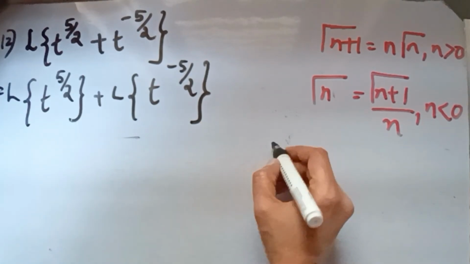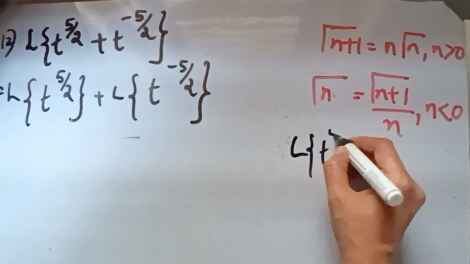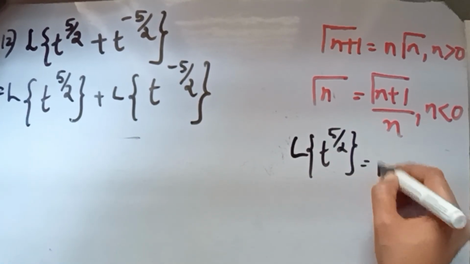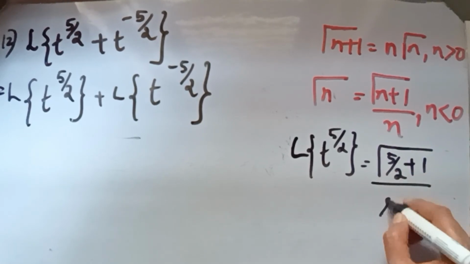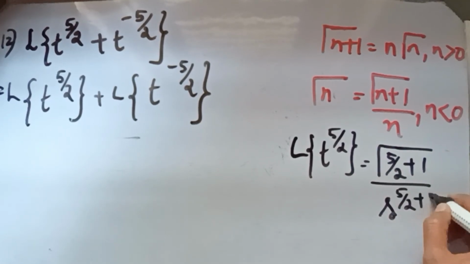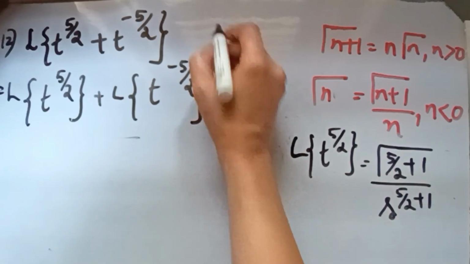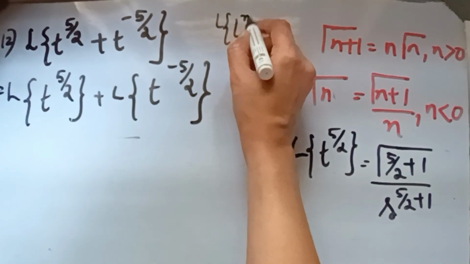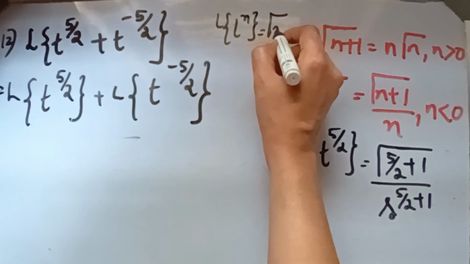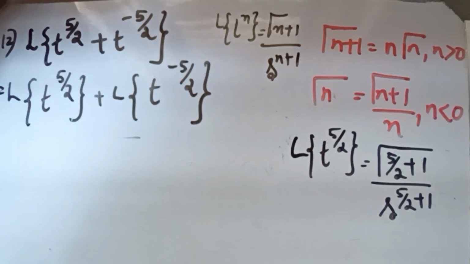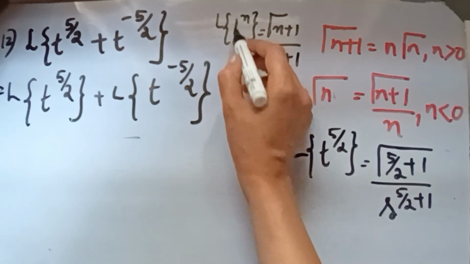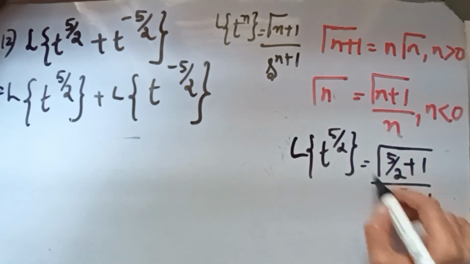So what is the Laplace transform of t to the power 5 by 2, which is gamma of 5 by 2 plus 1 divided by s to the power 5 by 2 plus 1. This is using the formula: Laplace transform of t power n equal to gamma of n plus 1 divided by s power n plus 1. Okay, here n is 5 by 2. Now let us simplify this.